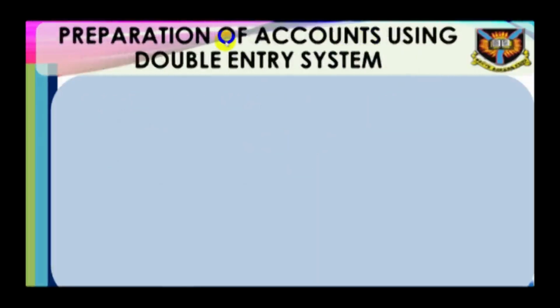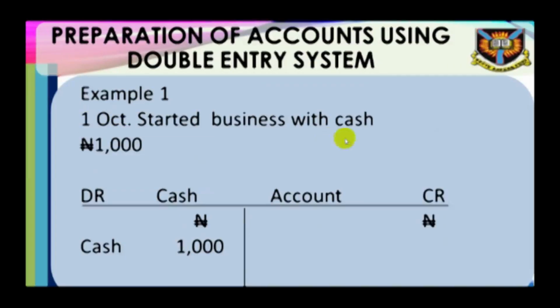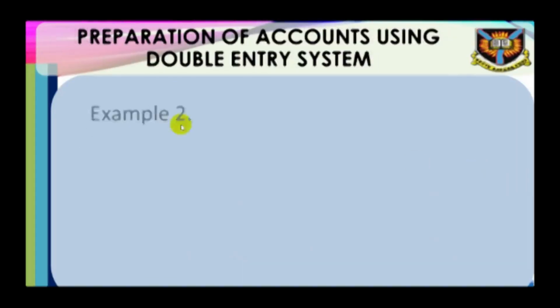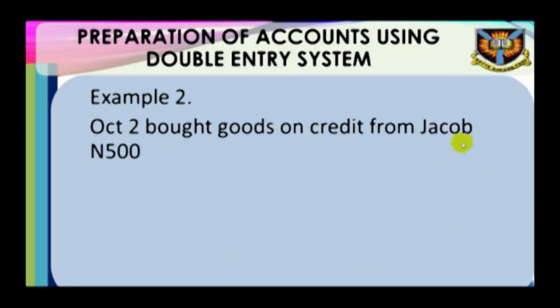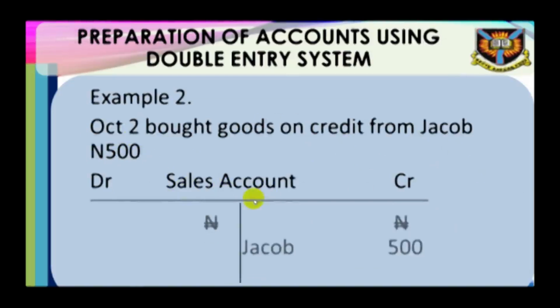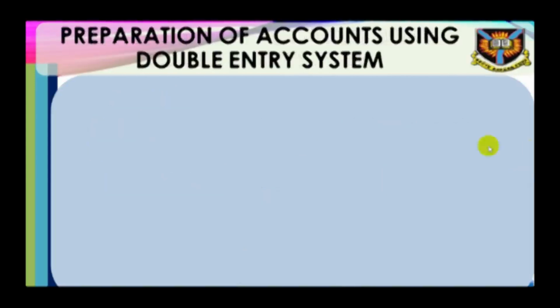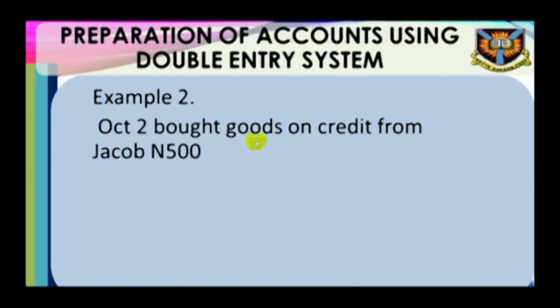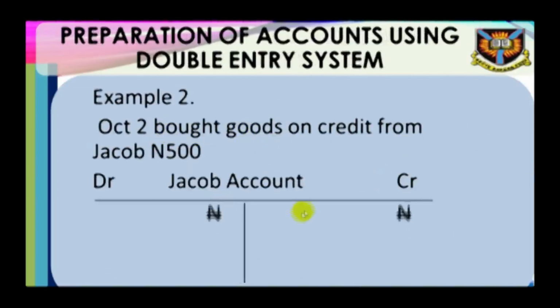Preparation of account using double entry system. Example 1: started business with cash of 1,000. Cash account is debited with 1,000 naira. Example 2: on the 2nd of October, bought goods on credit from Jacob, 500 naira. Purchases account is debited and Jacob's account is credited with 500 naira.